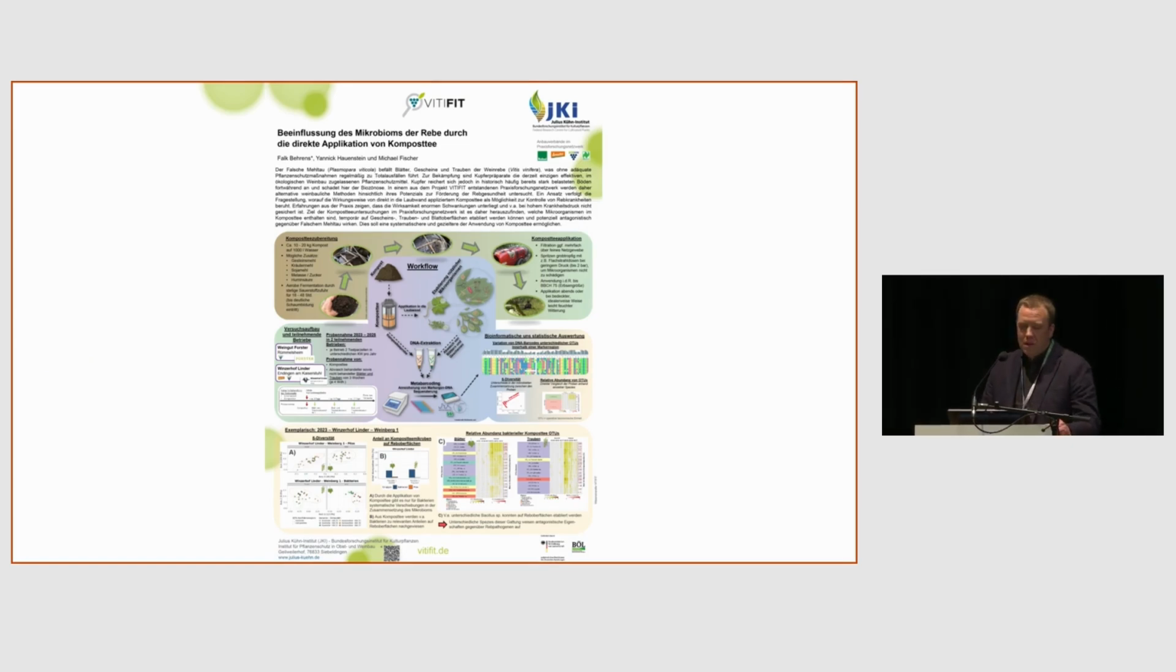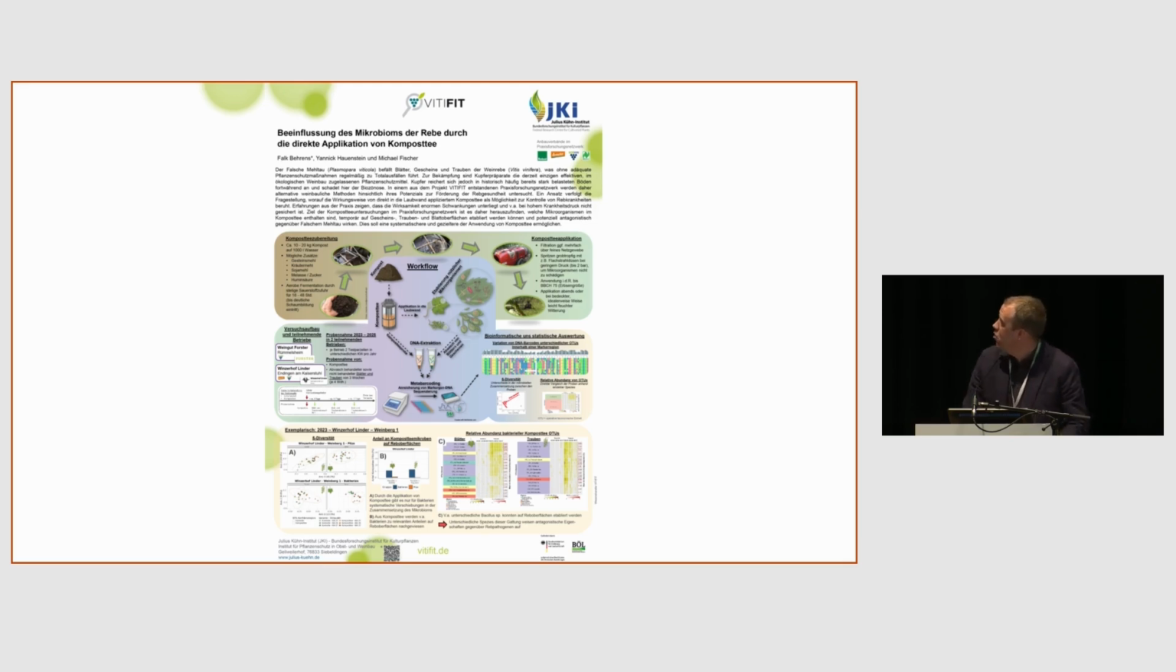This is my poster about the influence of the microbiome by applying compost tea. This is about the microbiome on the surface of leaves and grapes. Compost tea is made by using a small amount of compost and allowing it to ferment in water, adding oxygen all the time for about 24 hours. And that is all. The residues are enriched, particularly fungi and bacteria.